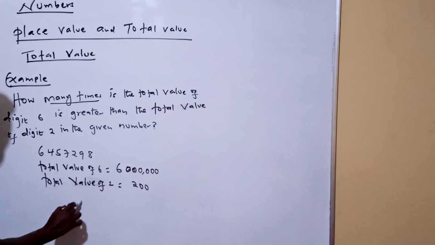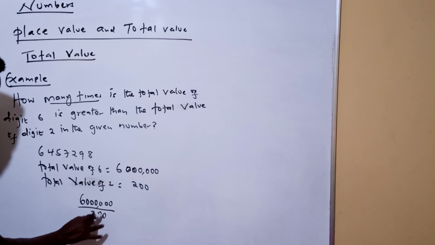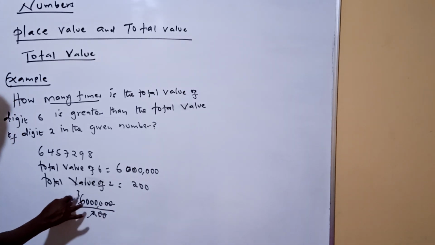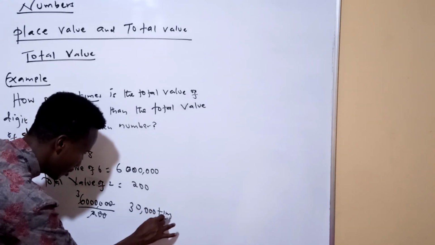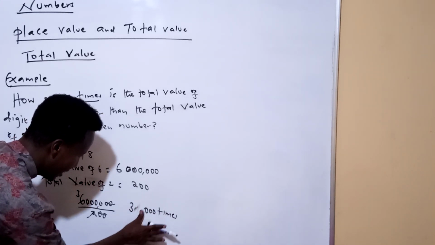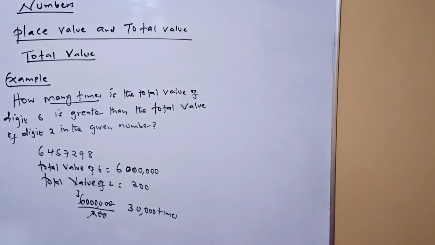We are going to divide these two. We are going to say 6 million divided by 200. Cancel this one. By 2, 1 by 2, 3. So it will be 30,000 times. How many times? That would be 30,000 times. So if you are told how many times, get the total value of the two numbers highlighted, then divide. Now carry out the division, then you're going to get the final answer.